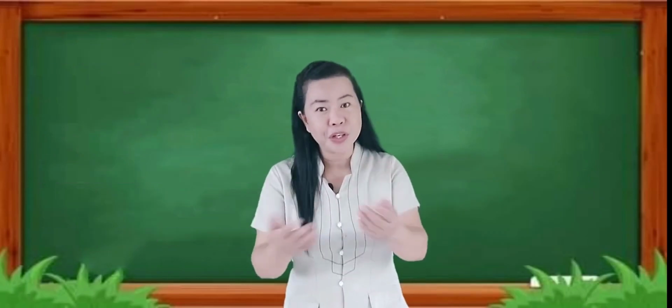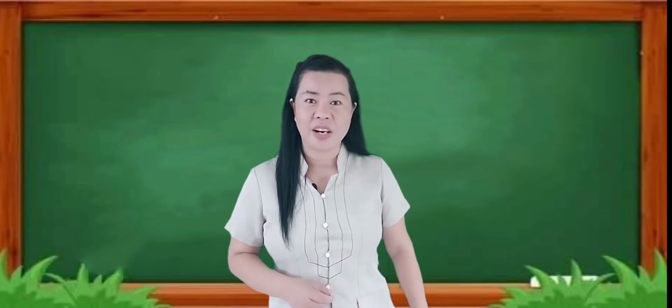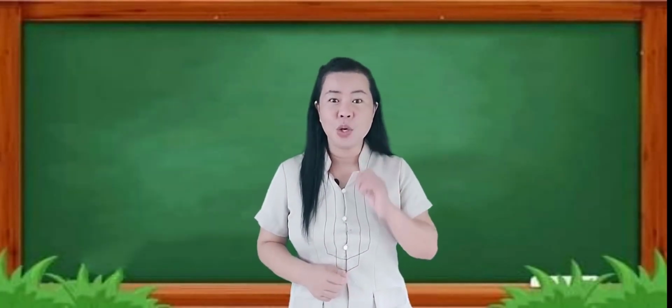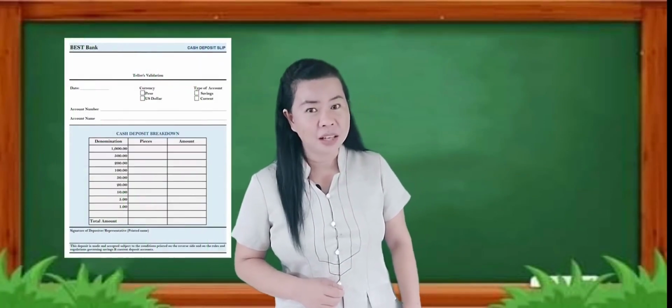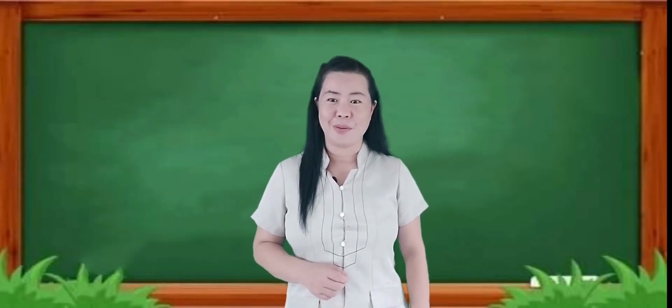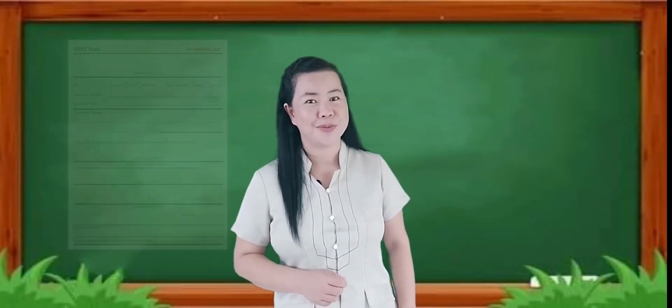For example, when a learner like you wants to enroll at school, you need to fill out an enrollment form or an admission form. If you want to save money at the bank, you have to fill out a deposit slip. If you want to withdraw or get money from your savings account, you need to fill out the withdrawal form.